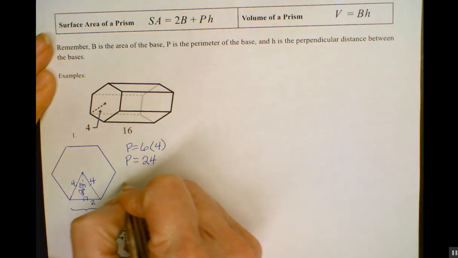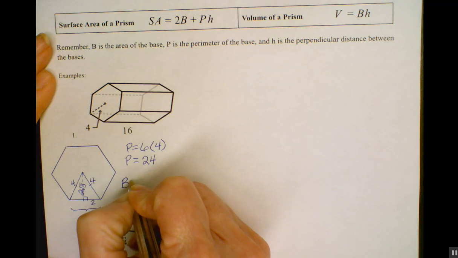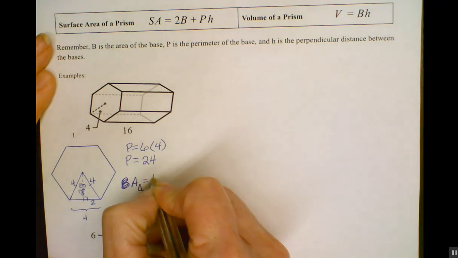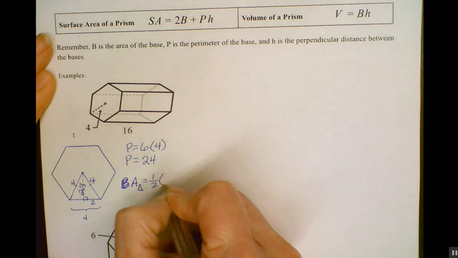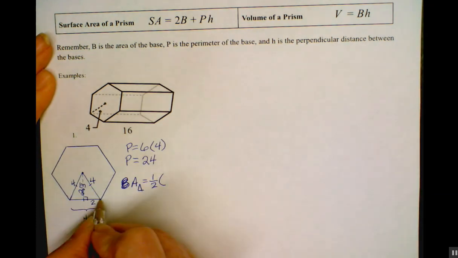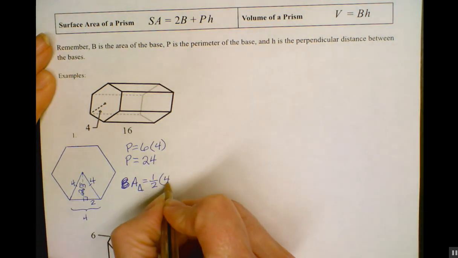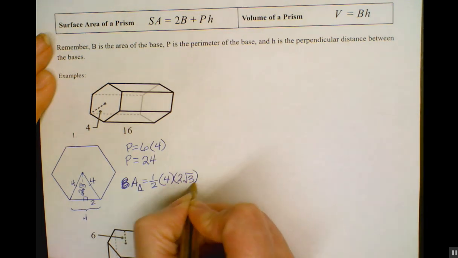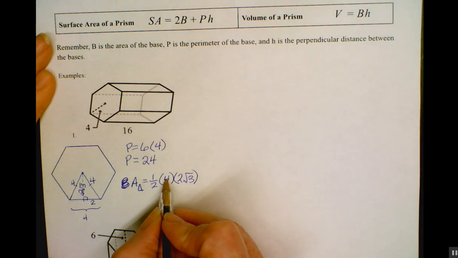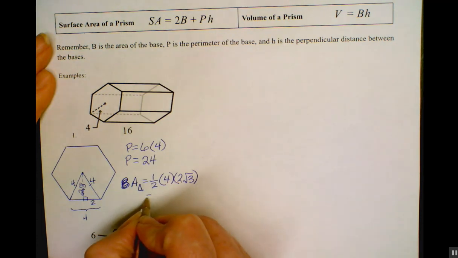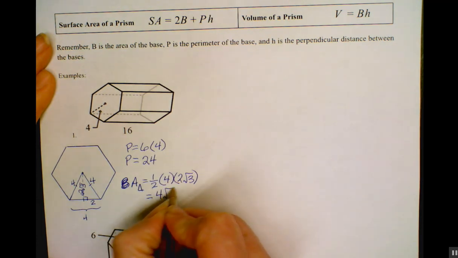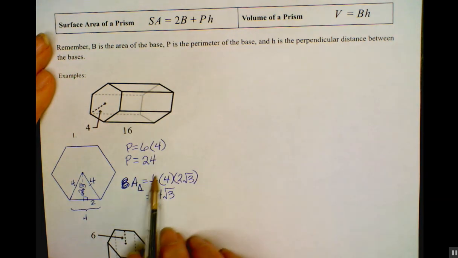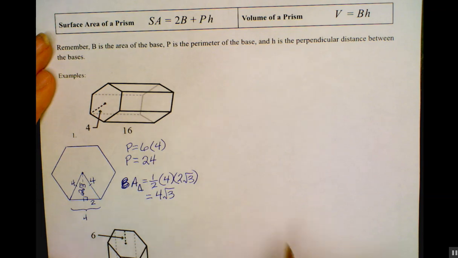So the area of the triangle is 1/2 times the base, and remember we're doing the equilateral triangle, so the base is the whole 4, times the height, 2 square root 3. Okay, so 1/2 of 4 is 2, times 2 is 4, so the area of the triangle is 4 square root 3. Remember, this is multiplication, so you can go ahead and multiply these values together.